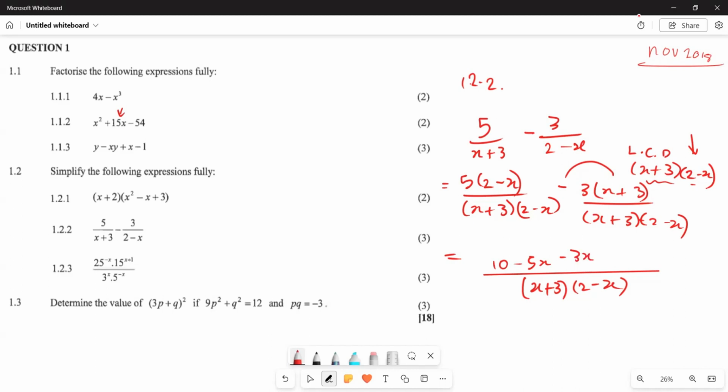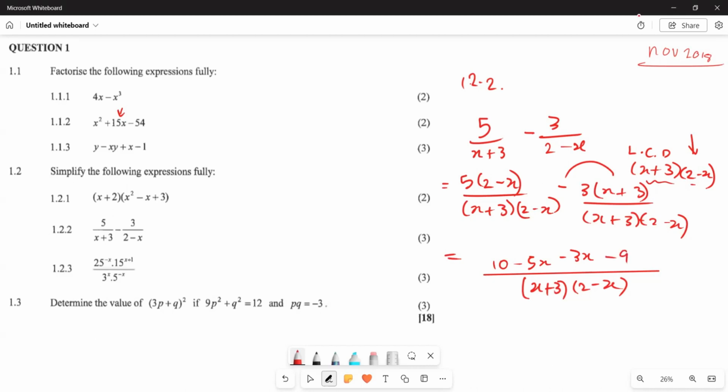And you are also having what? You are having also your negative 3 multiplied by positive 3. And that one that you are going to get there is going to be the same as your negative 9, right? So this is going to be the same as your negative 9.